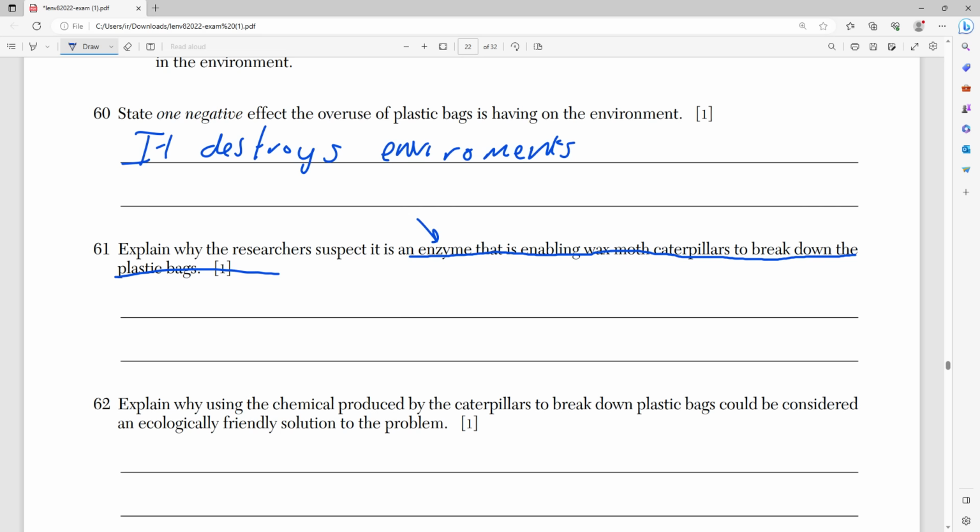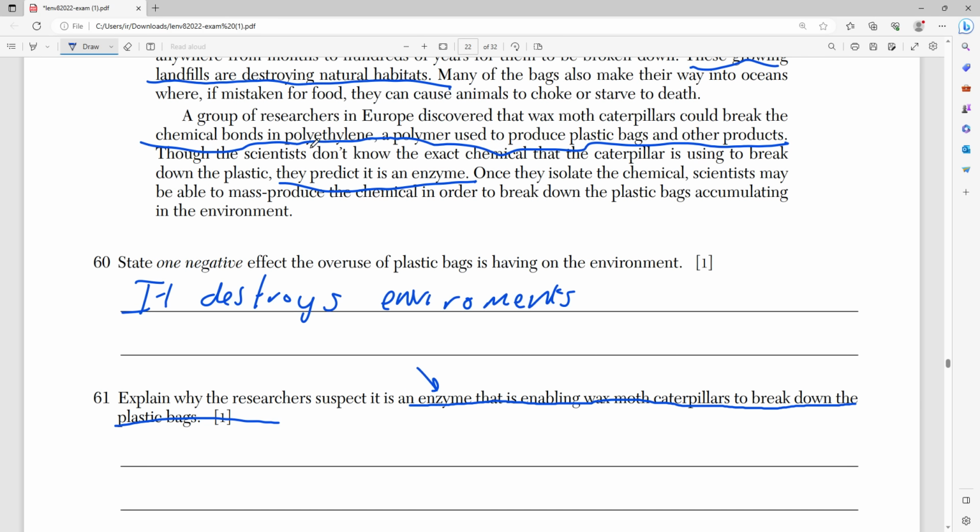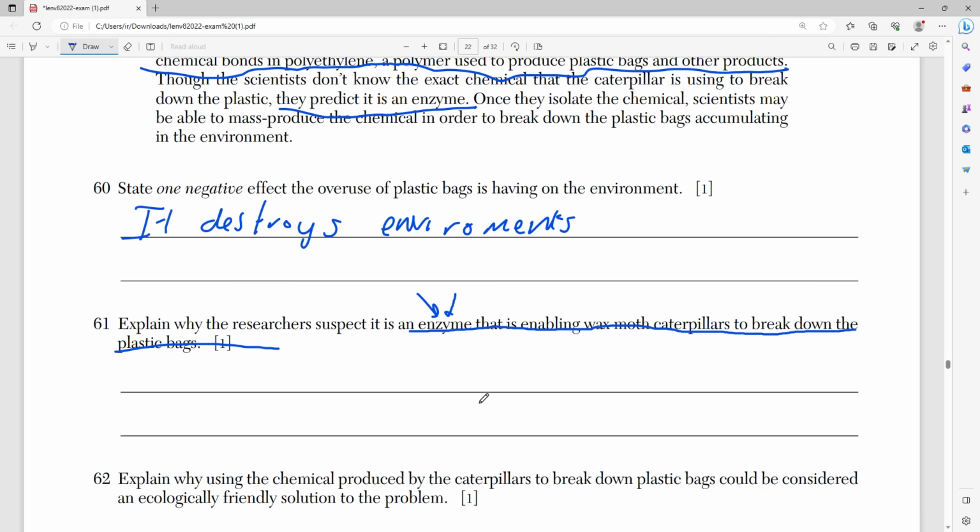Think about helicase, the thing that unwinds your DNA. That's an enzyme, and what it does is break the bonds in a strand of DNA. So if this is breaking chemical bonds, and that enzyme is breaking chemical bonds, it's a shared function. So we can answer this question by saying that many enzymes break down chemical bonds.